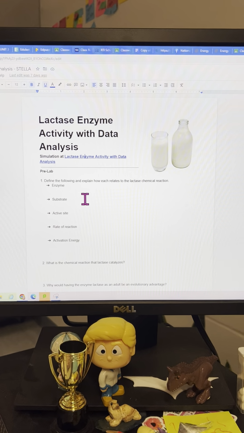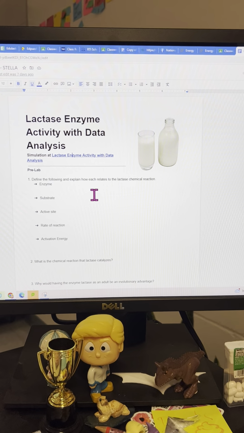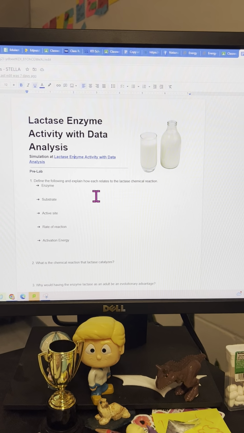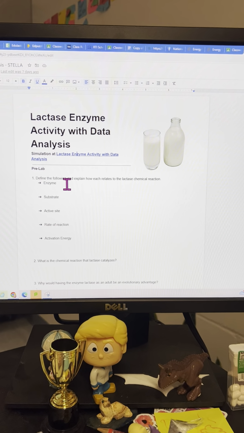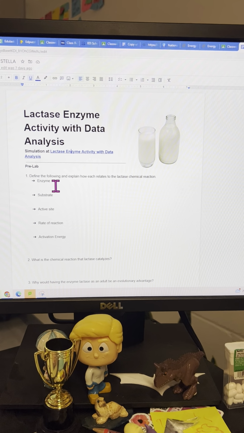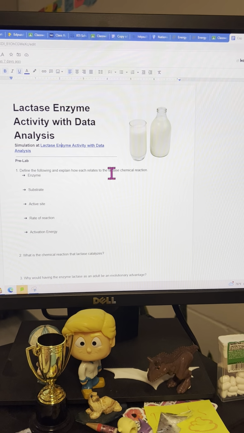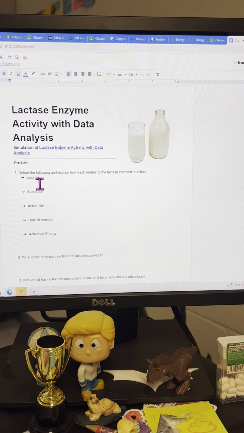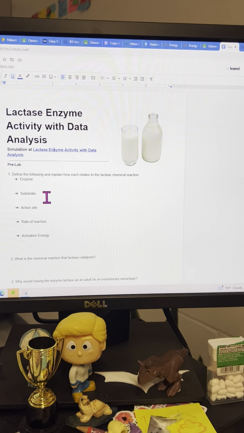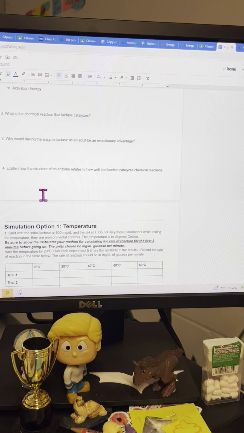So first, the pre-lab, you're going to define the following, explain how each relates to the lactase chemical reaction. So you are just going to define these. You can Google these and you can tell me lactase is going to be the enzyme, and we're going to break down lactose. All right.